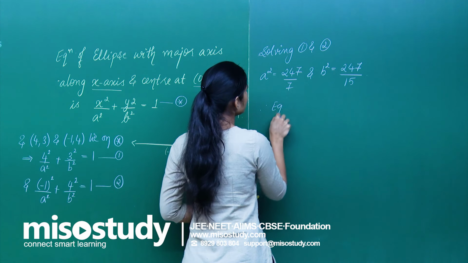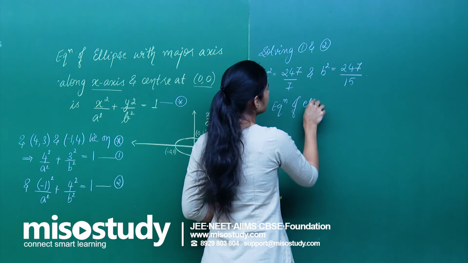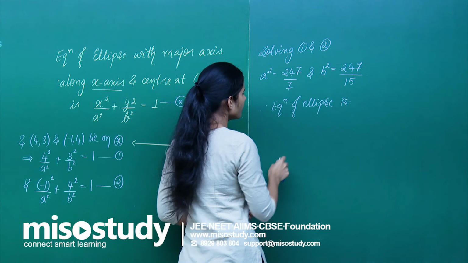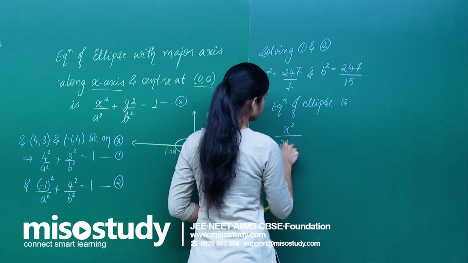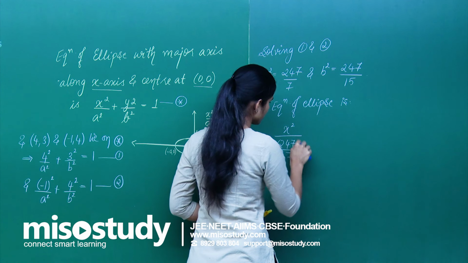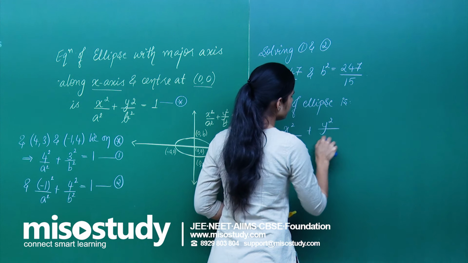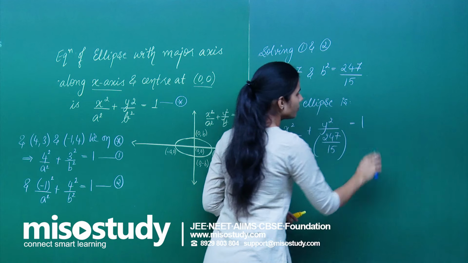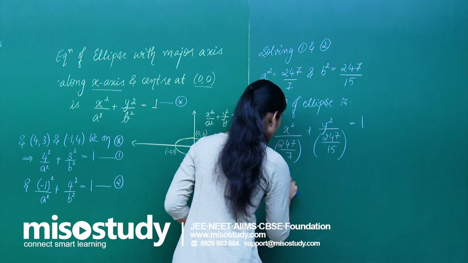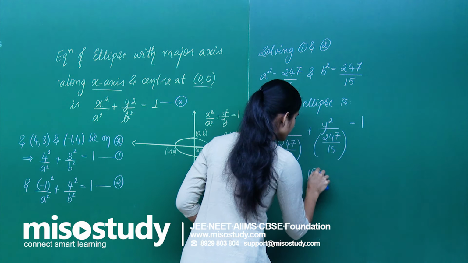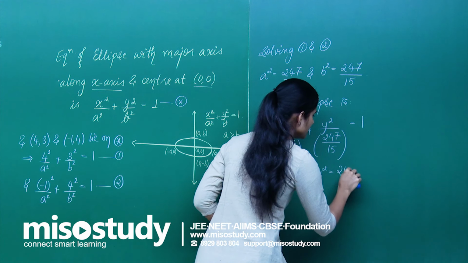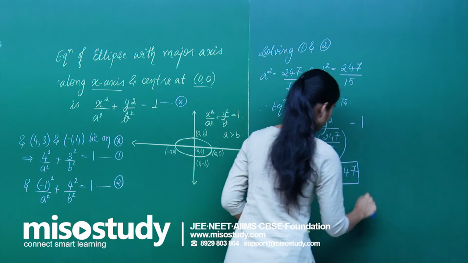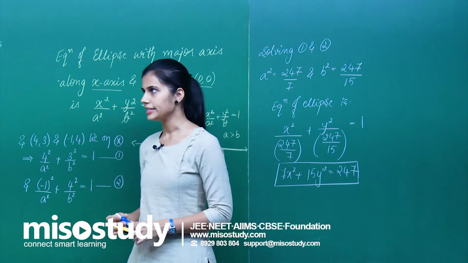Therefore, the equation of the ellipse turns out to be x²/a² + y²/b² = 1. So eventually you will be getting 7x² + 15y² = 247. This is the equation of the required ellipse.